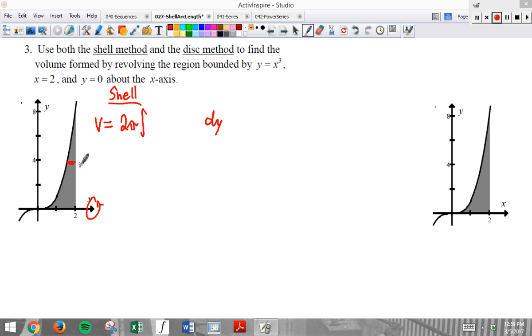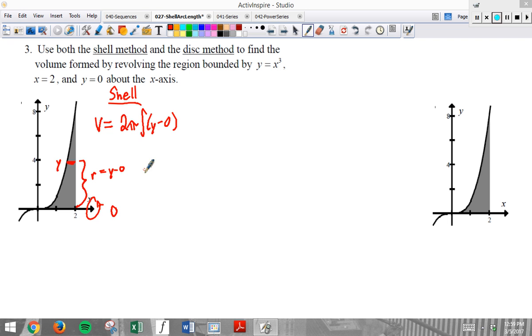Now, in this case, r is the distance from the axis to the rectangle. Where does this rectangle live? Where does the axis live? The axis always lives at coordinate y equals 0. A horizontal rectangle always lives at coordinate y. So we're definitely going to have y minus 0. That's what r is.